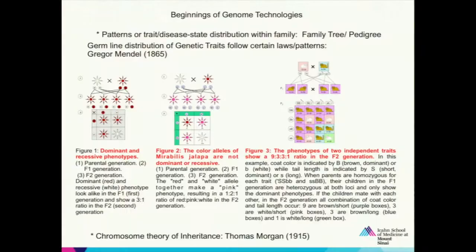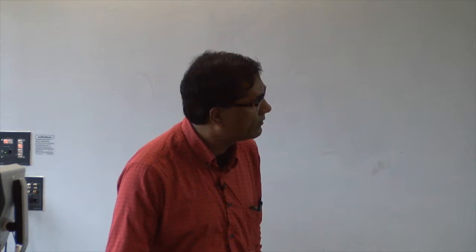He investigated the distribution of these traits, and he showed that in the first generation, when you have dominant and recessive traits, in the F2 generation they get distributed in a 3:1 ratio. If you get traits which are neither dominant nor recessive, they get distributed as 1:2:1, right? And if you have 2 traits, here the color and the length of the tail, then they get distributed at 9:3:3:1. This is exactly how we can predict how these traits get distributed in different generations. So in a sense, this was the beginning of genetics, as well as the beginning of the genome technologies, right?